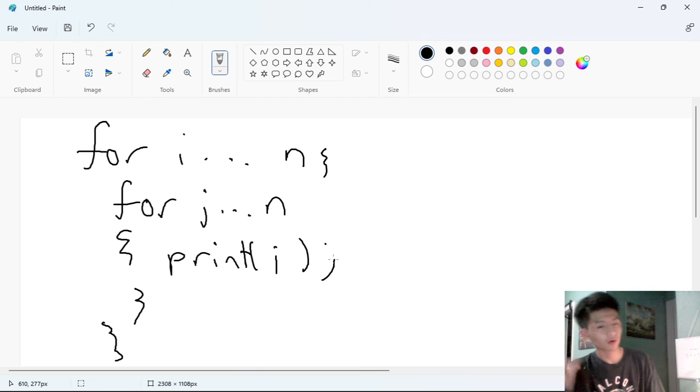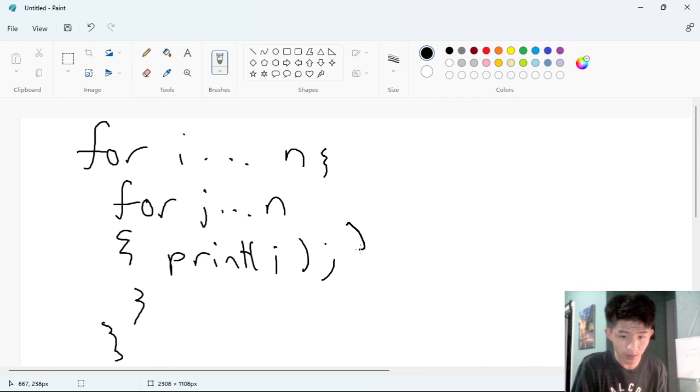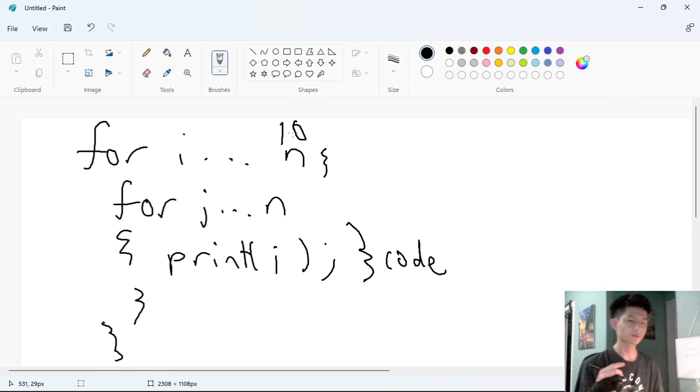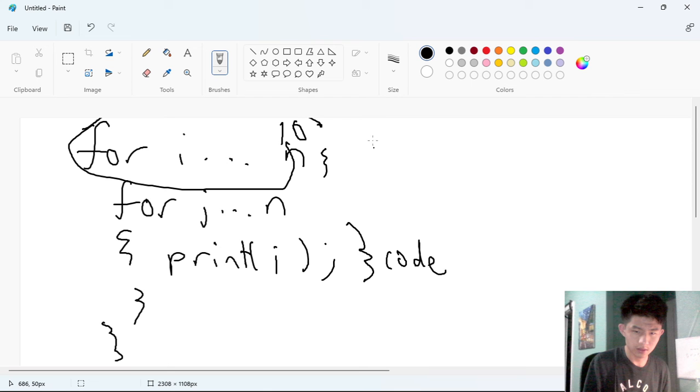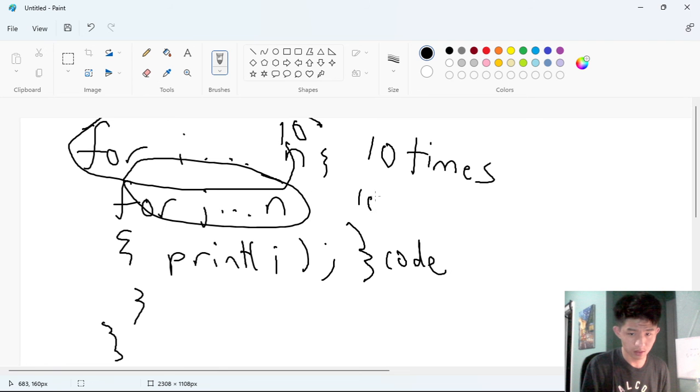Well, how would it work is, let's think, right? If I plugged in a number, how many times would my code in here run? So if I plugged in 10, okay, let's calculate this. This upper for loop right here, or actually I'll circle it, this upper for loop is going to run 10 times. And then the second for loop is also going to run 10 times.